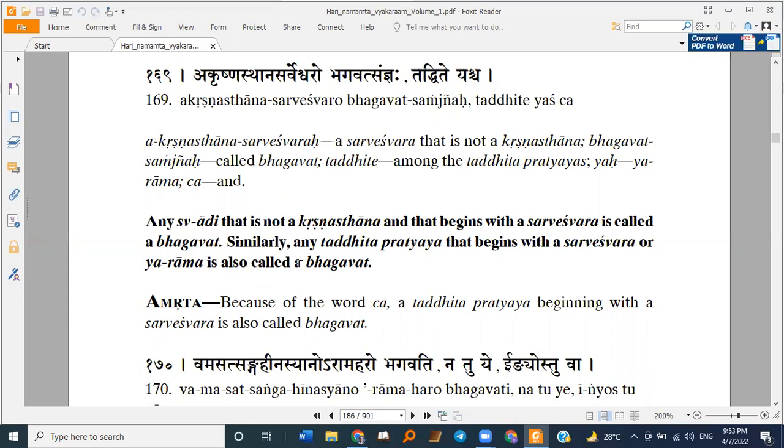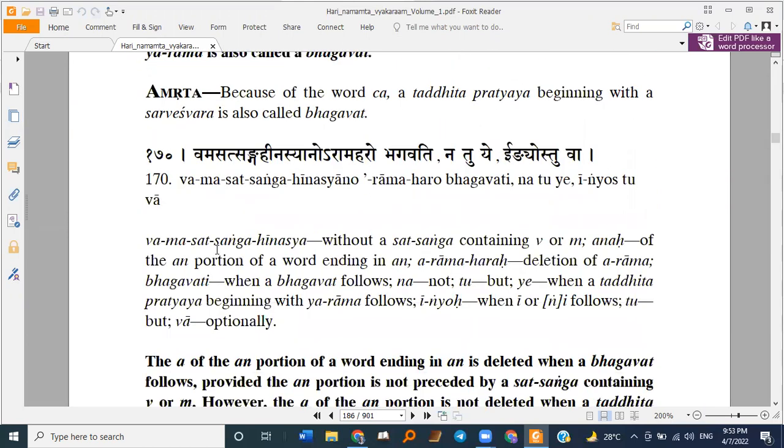Similarly, any Taddhita Pratyaya that begins with the Sarveshwara or Yarama is also called a Bhagavat. So here we have this Ta. Is Ta a Krishna Nama? It's not, and it also begins with the Sarveshwara. So this Ta is a Bhagavat Sangya. Then: Va Ma Satsanga Hinasyano Rama Haro Bhagavati Natuye Nyostuva.